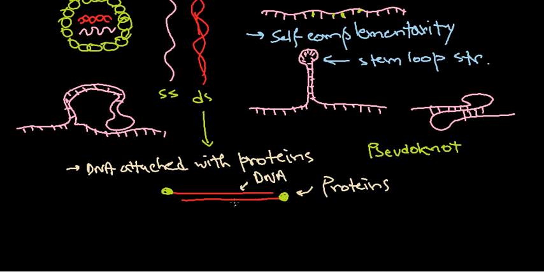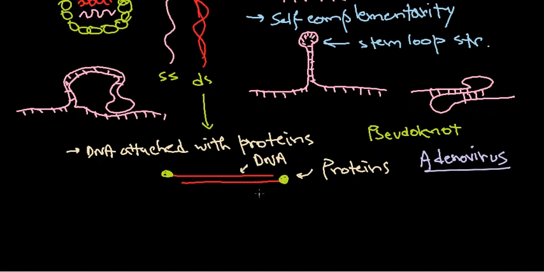This kind of attachment is found often. An example for finding this kind of attachment is adenovirus. If you look for adenovirus, you can find this kind of structure. It's pretty common. Now let us talk about another mode of this structure.